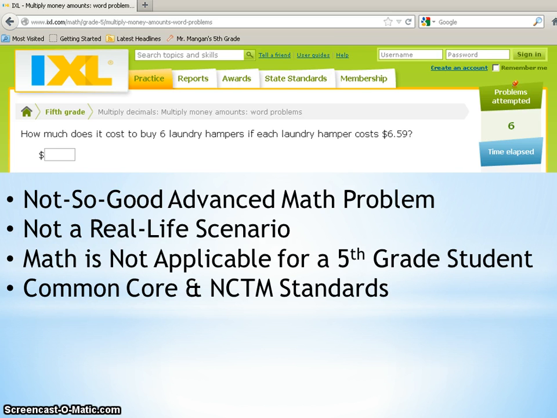So once again, what this does is this shows students that math is not for them right now, but in years to come. So once again, even though it falls in line with Common Core and NCTM standards, this is still an example of a not so good advanced math problem.